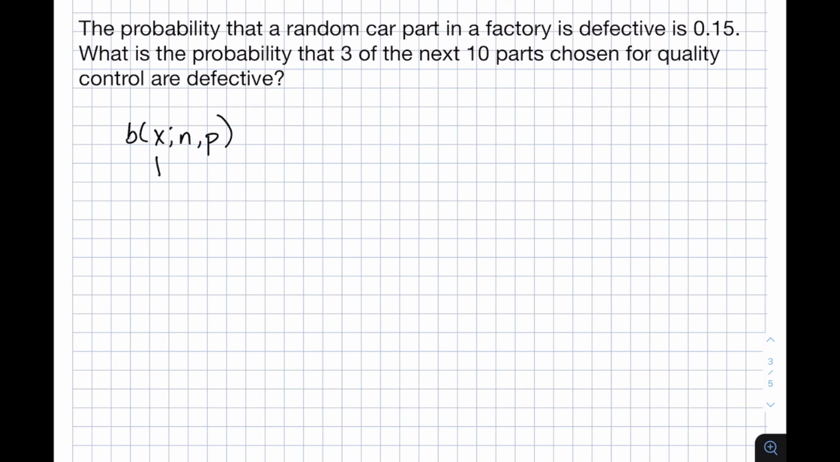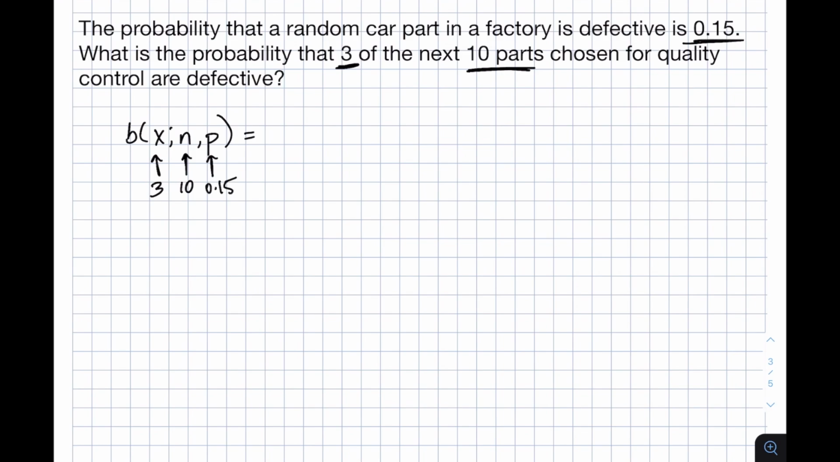The x represents the number of successes that we want, and if we define the number of successes as the number of defectives, then we know that this is 3 from the question. N is the total number of trials, which is 10, and P is the probability of success, which is 0.15.